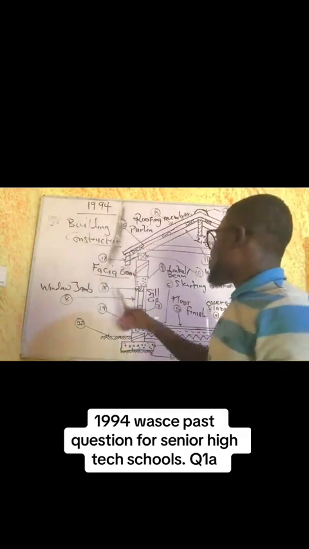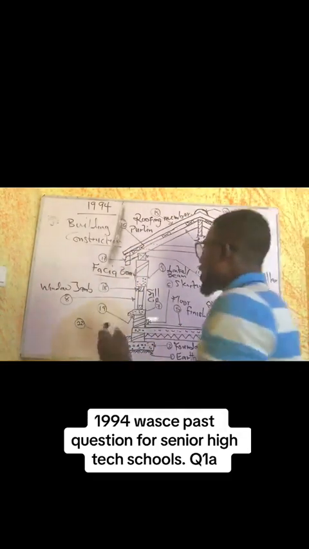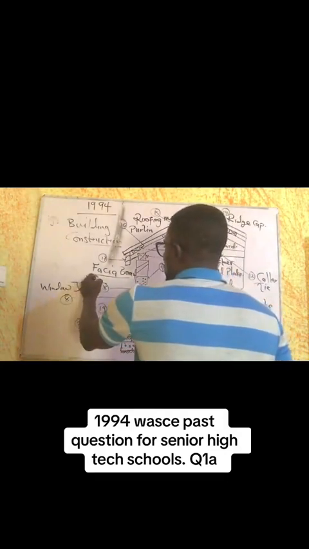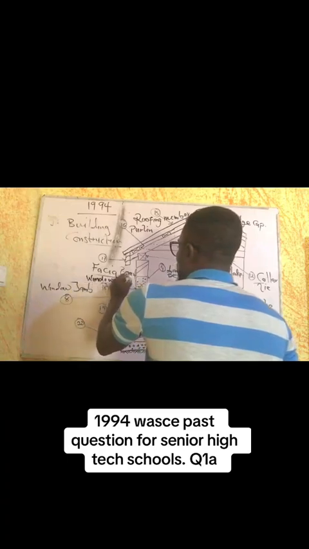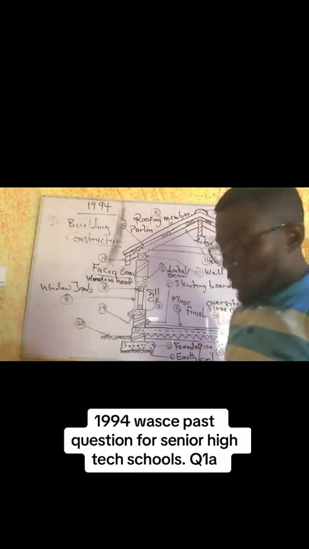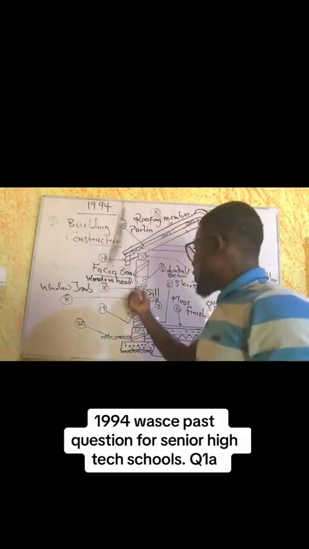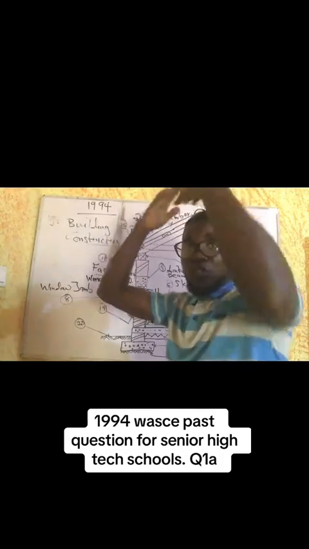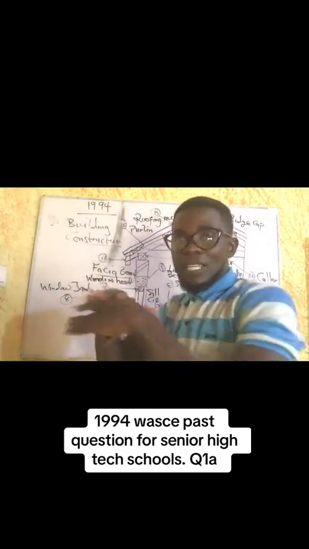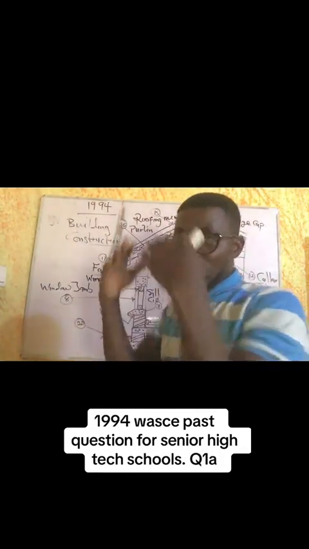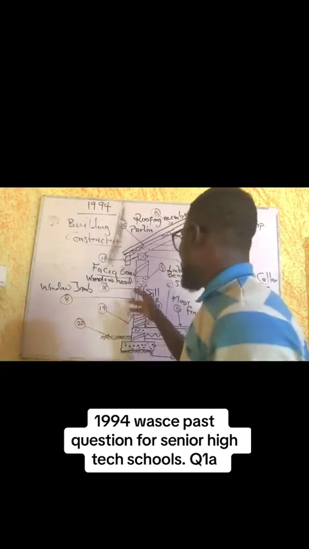Now we come to the window head. The window head is the top of the window, which sits under the beam or the lintel. That is the window head.